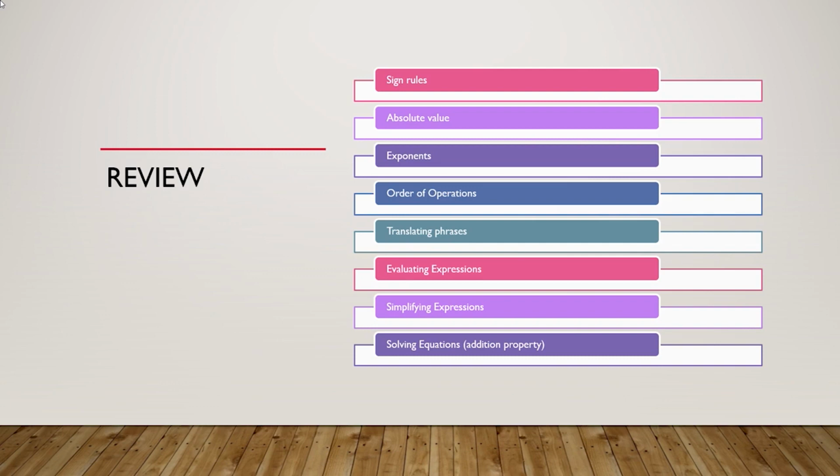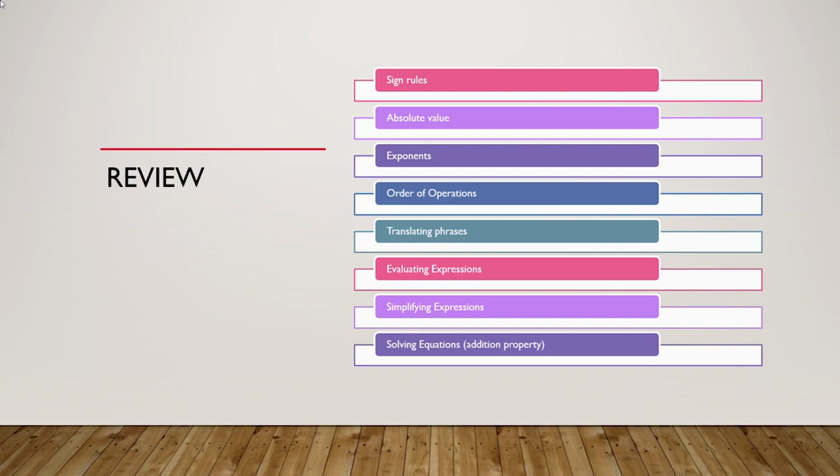Exponents is just a shortcut for multiplication, so 5 squared would be 5 times itself twice. Order of operations: Please Excuse My Dear Aunt Sally. Parentheses are grouping symbols, then exponents, then multiplication or division from left to right, and then addition or subtraction from left to right. Then translating phrases. Watch out for the more than and less than, right? More than is plus, but it switches the order, and less than, which you have to be more concerned about, is subtraction, and it switches the order.